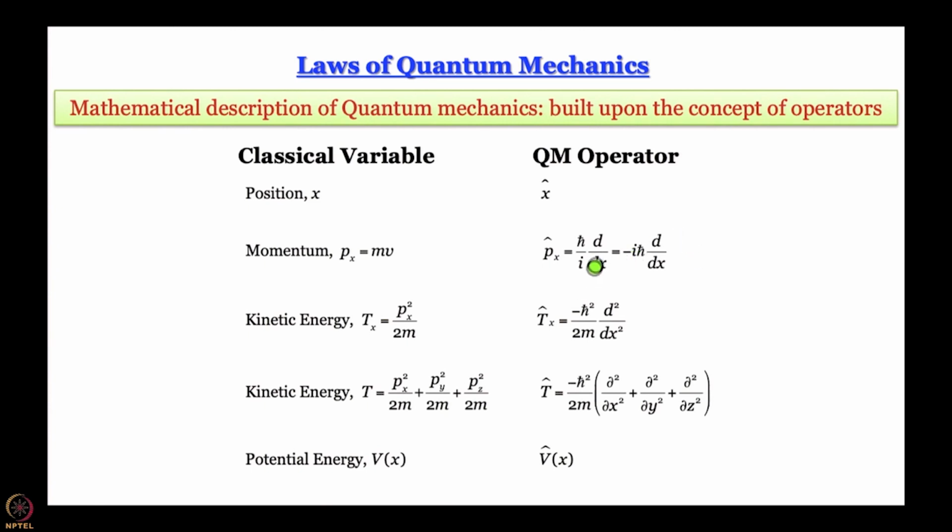If we make it operate twice, then what do we get? Let us take the first one, the second one will give the same result. H cross by i d dx operates twice. So, we get d 2 dx 2, and h cross multiplied by h cross is h cross square, i multiplied by i is minus 1. So, finally, we get minus h cross square by 2m d 2 dx 2. So, what we have shown just now is the compatibility in the definition of the kinetic energy operator and the momentum operator. We are going to come back and talk a little more about operators and their commutativity at a later stage.